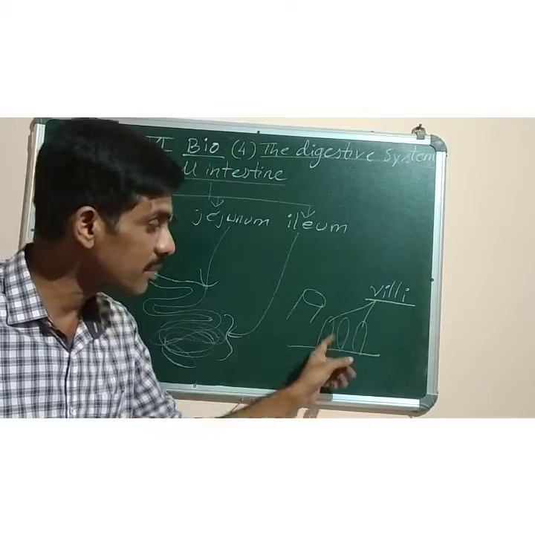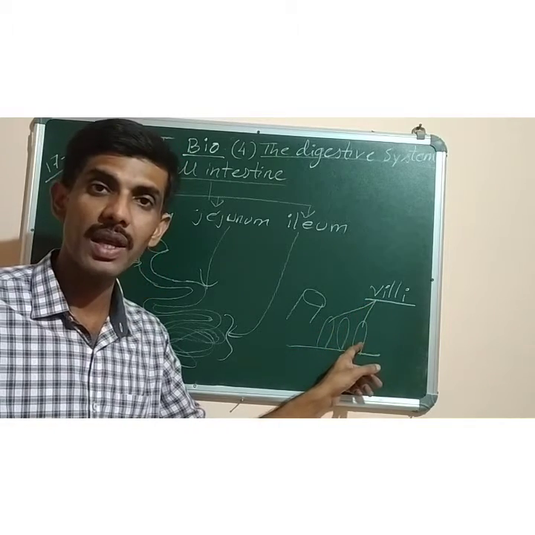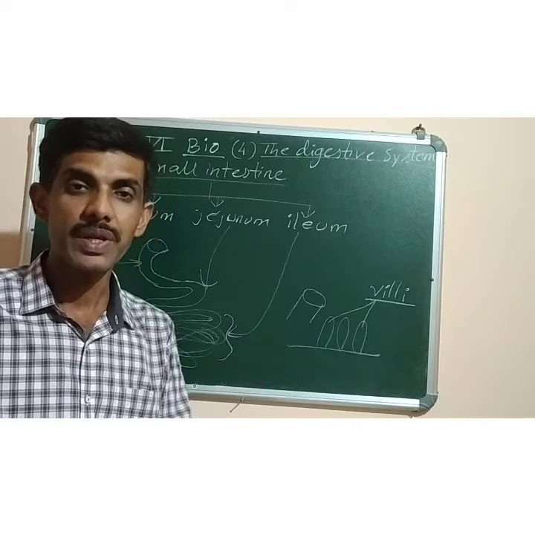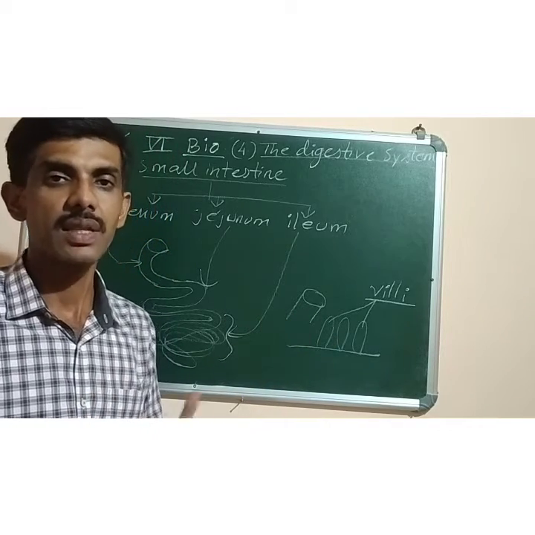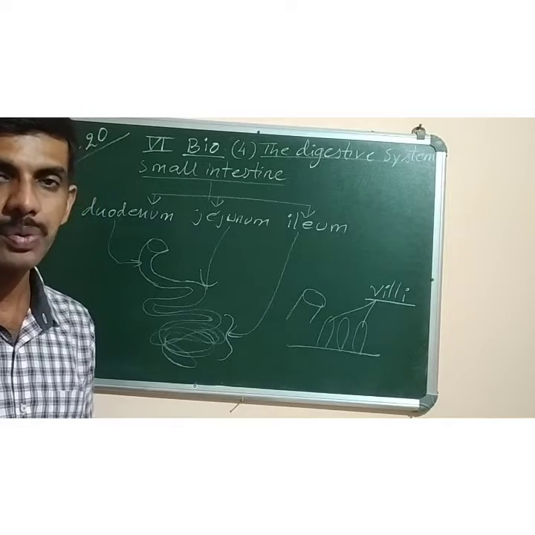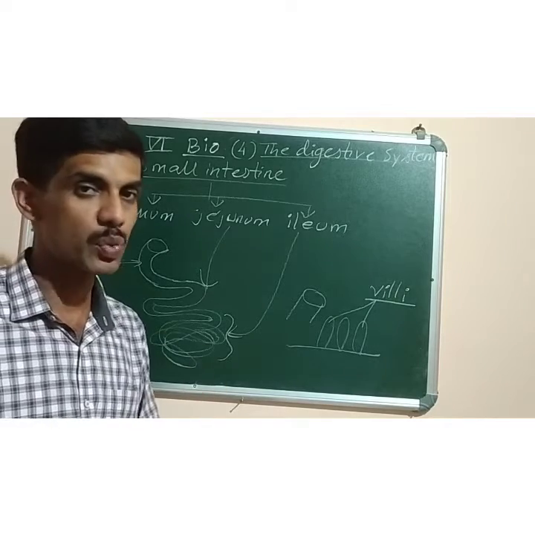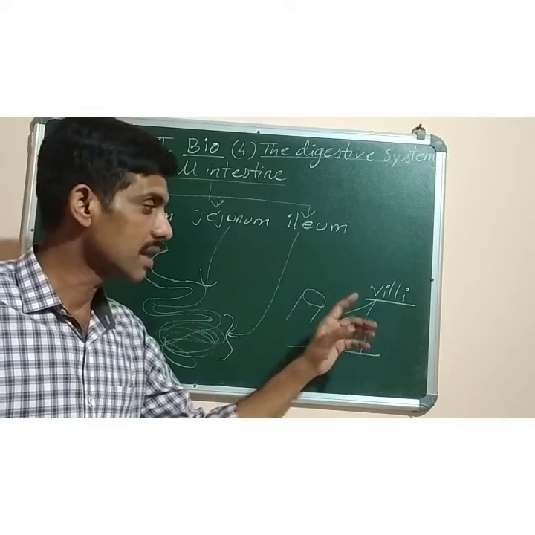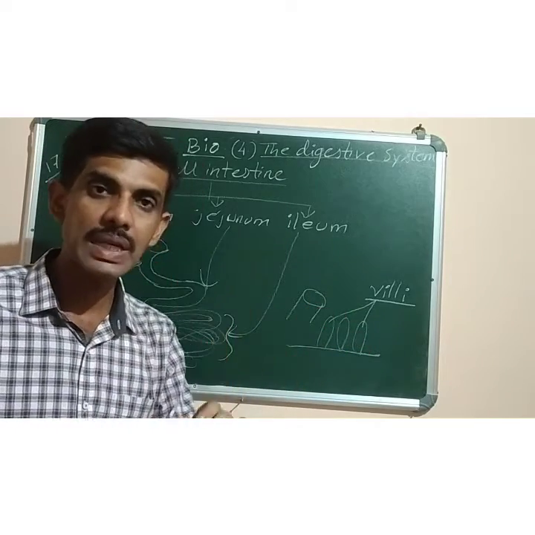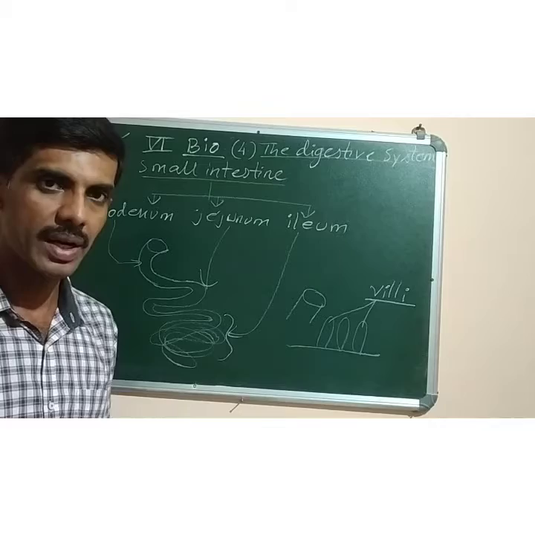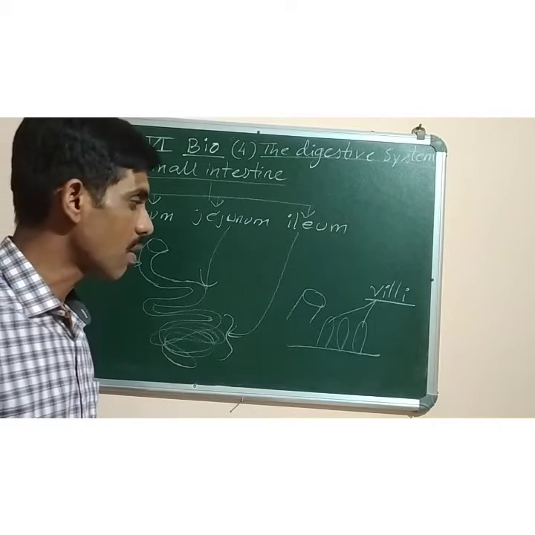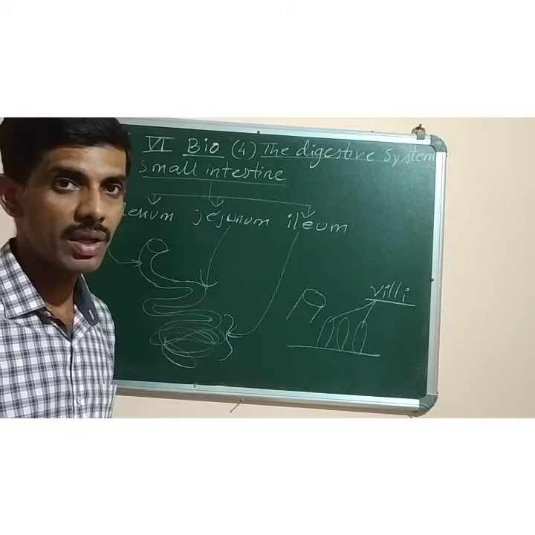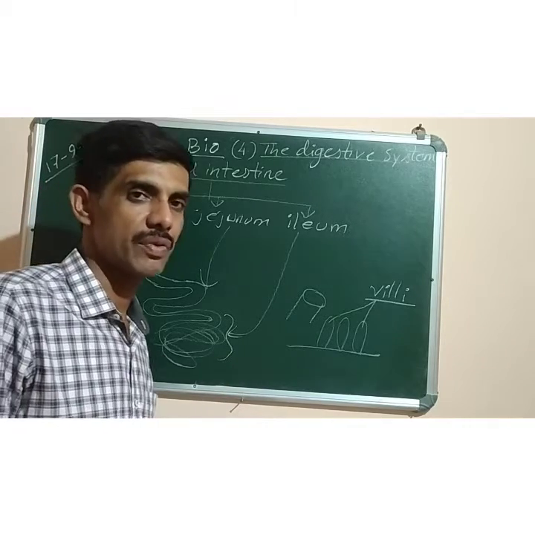Now what is the function of these finger-like projections called villi? Their function is to increase the surface area for the absorption of digested food. Once the food is completely digested, through these villi the digested food in the form of glucose is absorbed into the bloodstream. Got it? Now the food is digested, and what remains in that food is the undigested food particles.